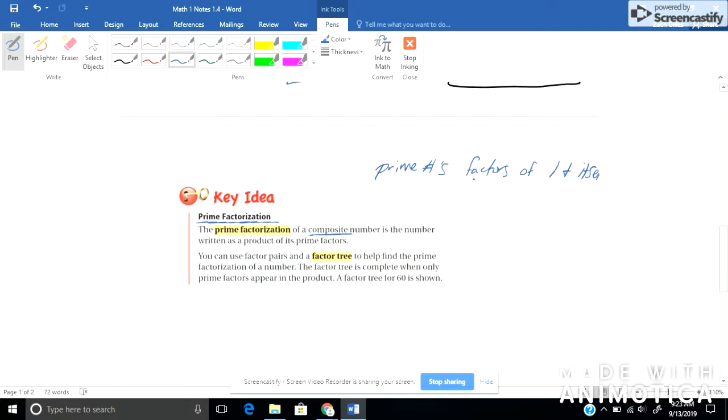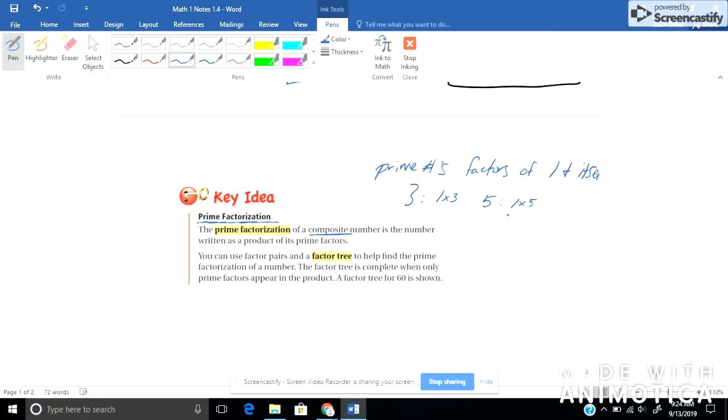Okay, prime numbers only have factors of 1 and itself. So an example of a prime number would be like 3. The only factors of 3 are 1 times 3, 1 and itself. Another prime number, 5. The only factors would be 1 and 5. Okay. So what we're going to do is break down these composite numbers as prime factors. It'll make a little bit more sense in just a second. And we can use factor trees to help us do that.